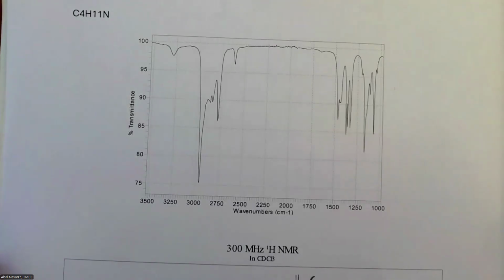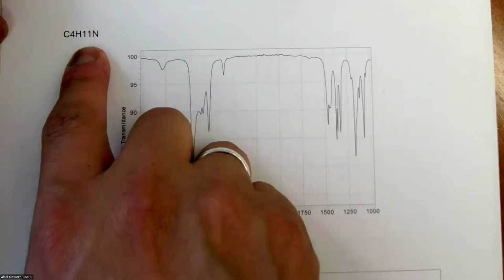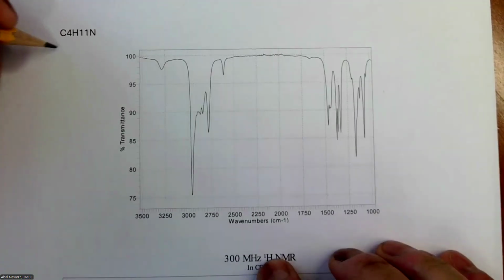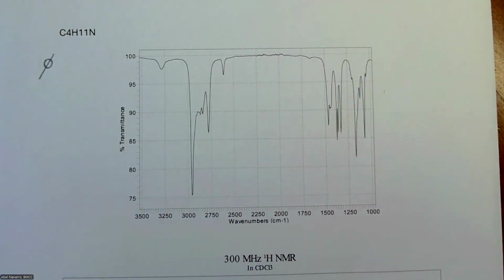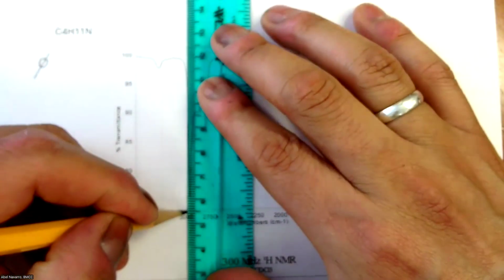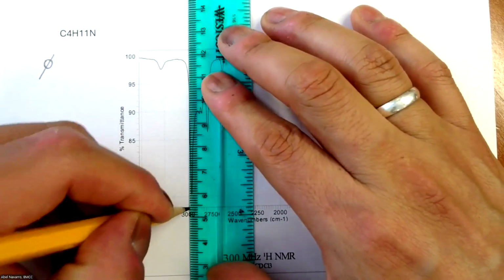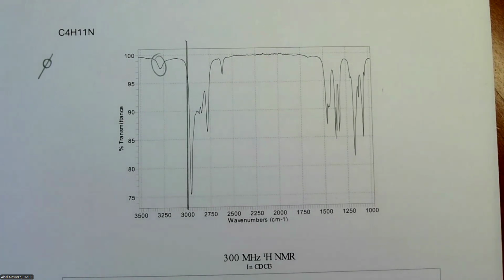All right. C4H11N. So 8 plus 2 is 0 DU. Okay. You guys will do the formula. You will calculate it, determine it. Okay. That peak looks like a carbon NH.